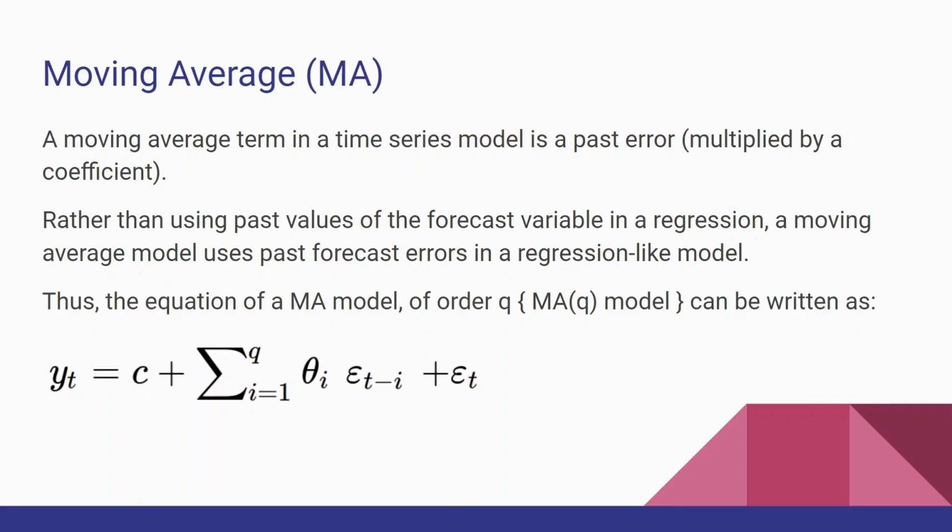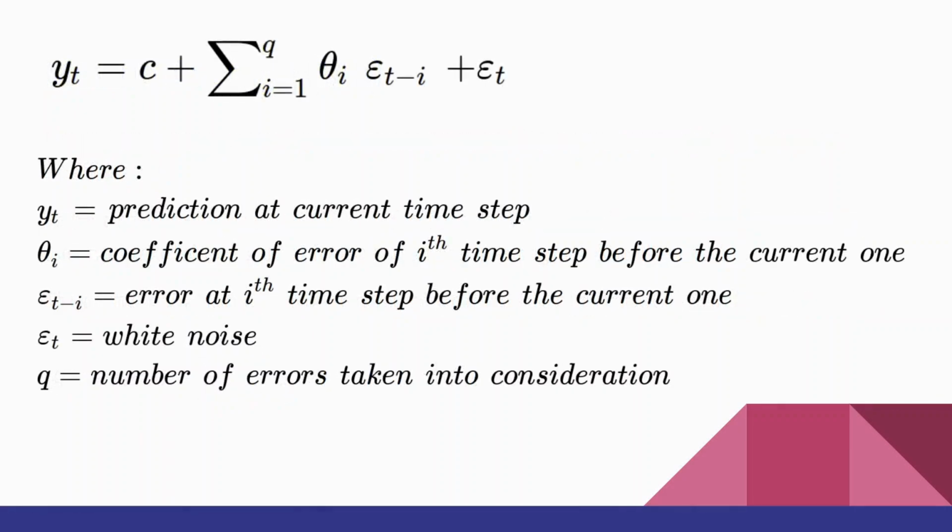Thus, the equation of an MA model of order q, also written as MA(q) model, can be written as y_t = c + Σ(i=1 to q) θ_i ε_(t-i) + ε_t. In this equation, y_t is the prediction at the current time step. θ_i is the coefficient of the error of the ith time step before the current one. ε_(t-i) is the error at the ith time step before the current one. ε_t is the white noise at the current time step. q is the number of errors taken into consideration for the MA model.